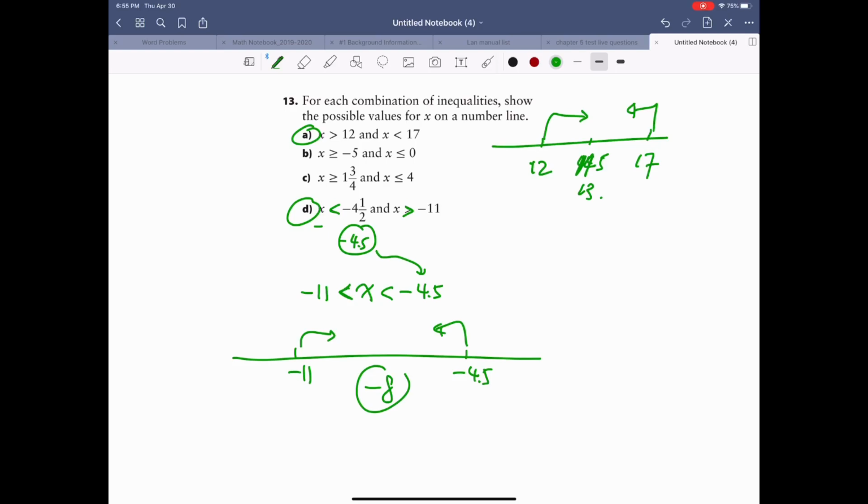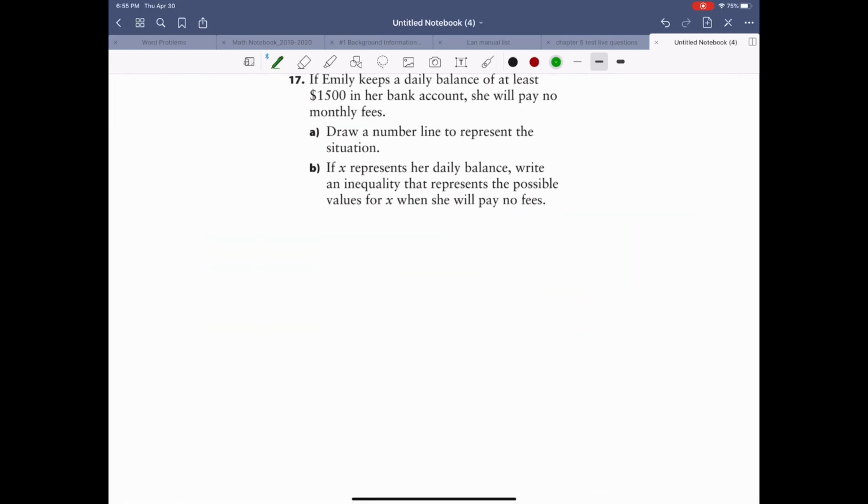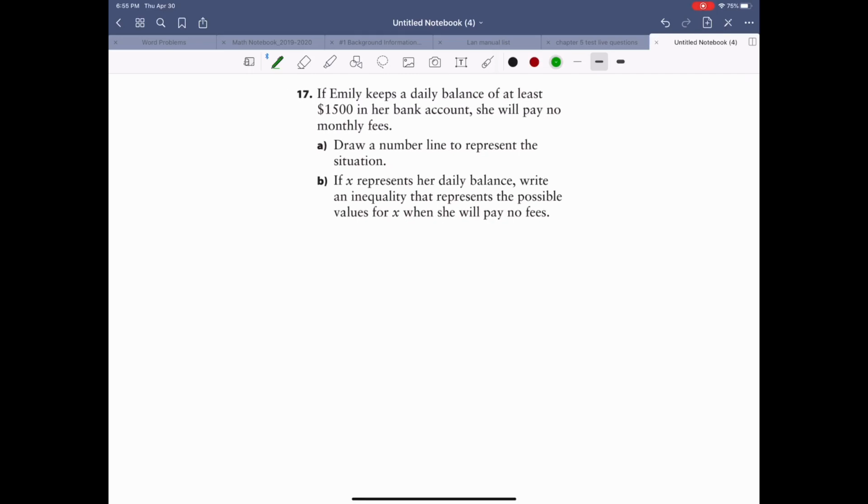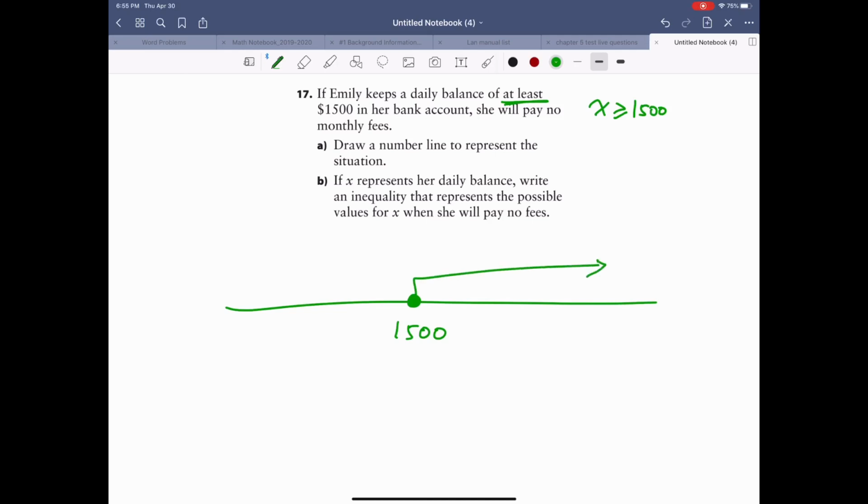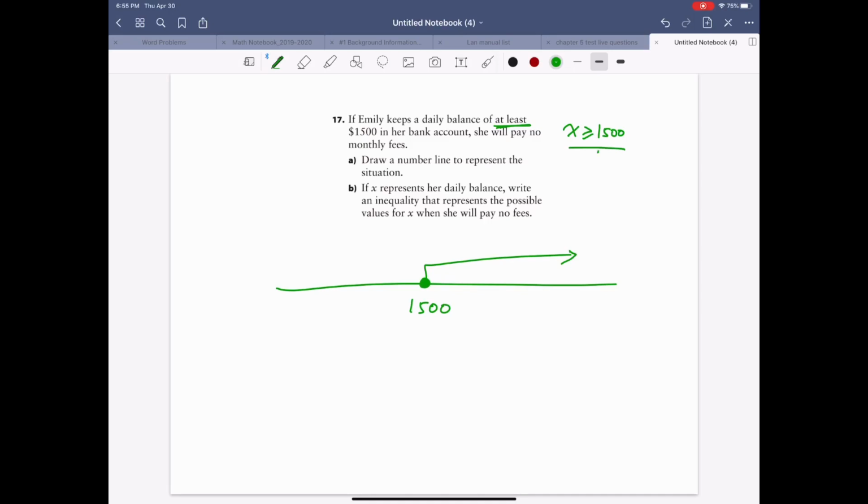All right, so this one here. If Emily keeps a daily balance of at least 1,500 in her bank account, at least means no smaller than that. We can be bigger and equal to. So x must be bigger or equal to that for daily. Draw a number line to represent the situation. You could just give me that, and it's solid because it has to equal to. So it's bigger than or equal to, so it's this way here, and we're done. If it's like this, she doesn't have to pay interest fees.